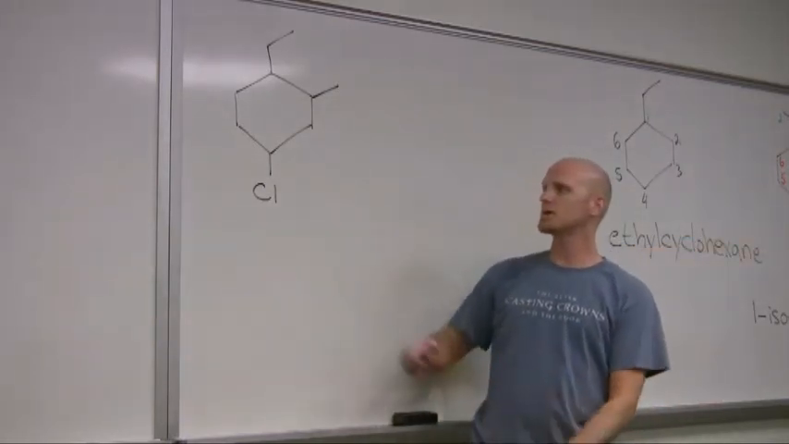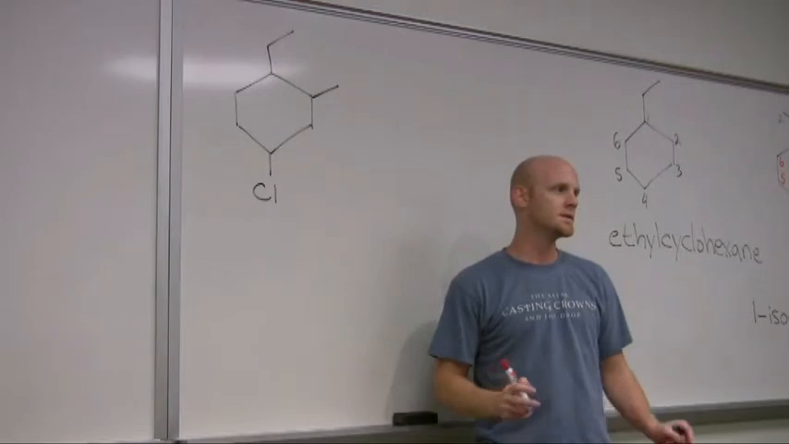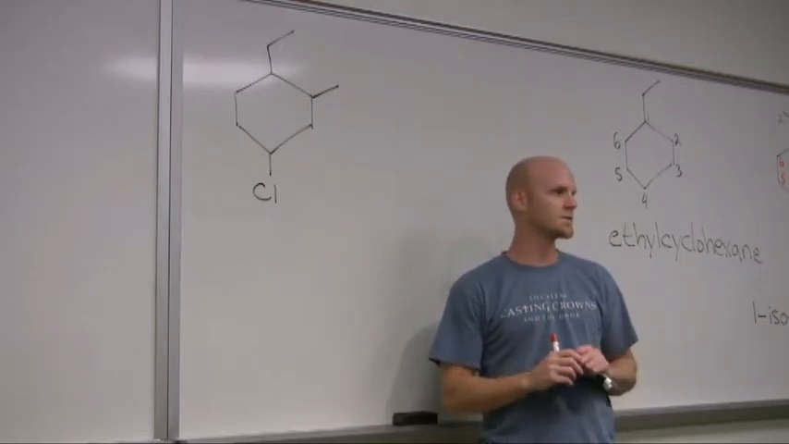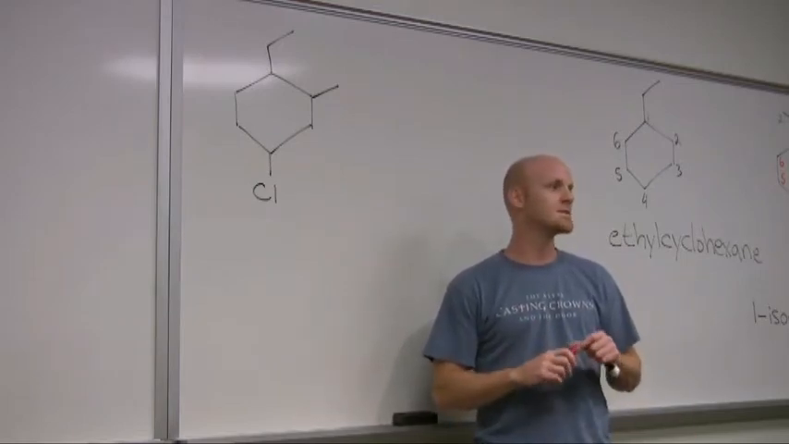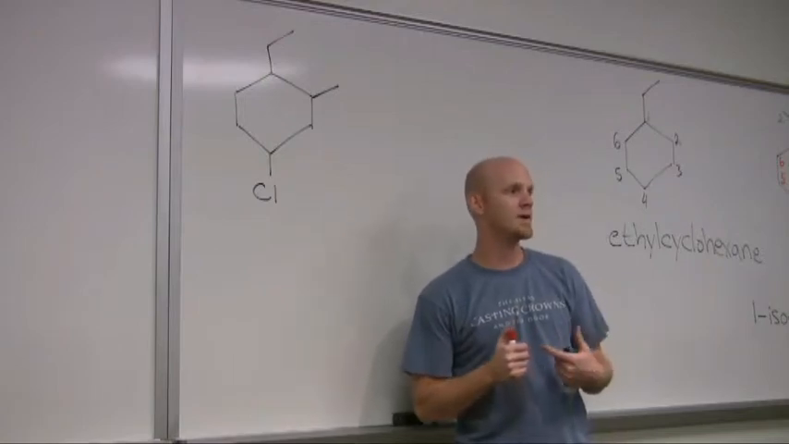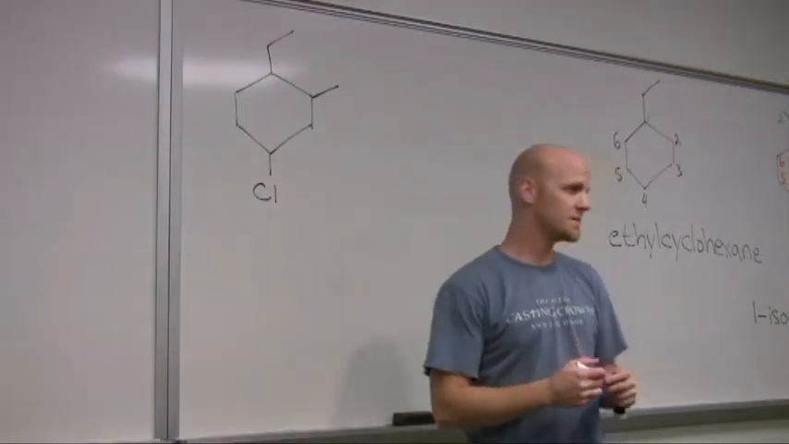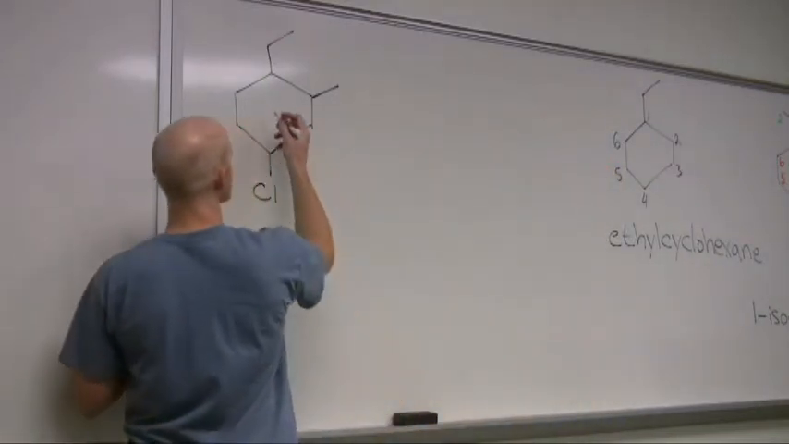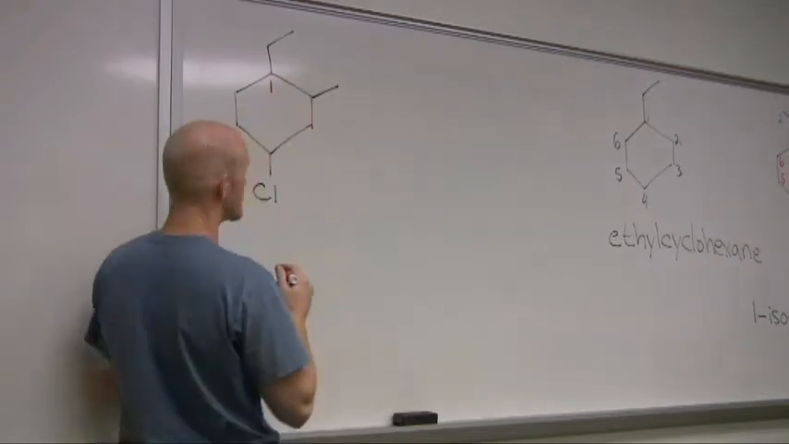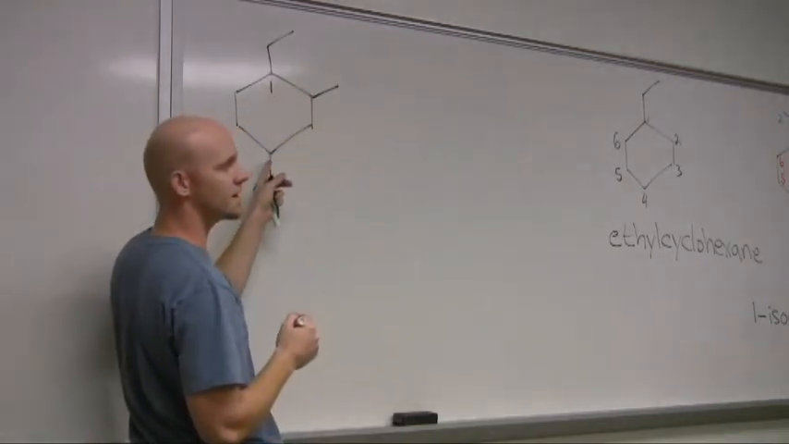A lot of students see, oh, chloro is lowest in the alphabet. But when's the only time we ever go to the alphabet? There's an absolute tie in numerical designations. And here there's not going to be. I'm going to get the lowest possible number for the first substituent as 1, regardless of whether I go 1 here, 1 here, 1 here.